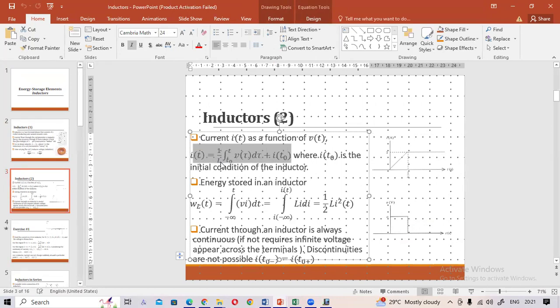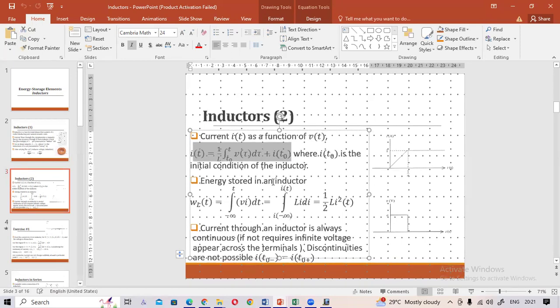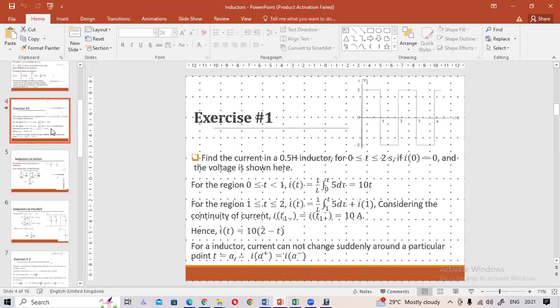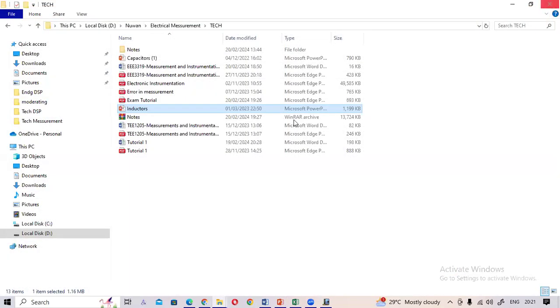Here the inductor is starting to charge at T0. So up to T0, it is a used inductor. That means it has an initial charge, that means initial current.